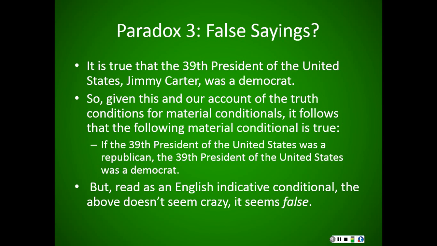Okay, but if we read this conditional as an indicative conditional, the above doesn't seem crazy, it seems false. If you didn't know who the 39th President of the United States was, and I said if the 39th President of the United States was a Republican, the 39th President of the United States was a Democrat, you would think not only that I had said something crazy, but that I had said something false. And yet, I claim that, as a matter of fact, this conditional is true. So how can this paradox be explained?